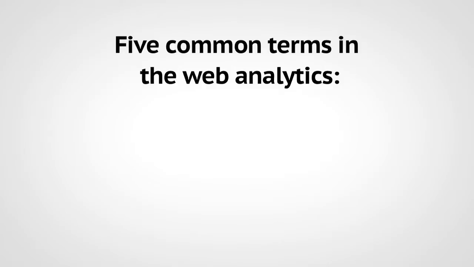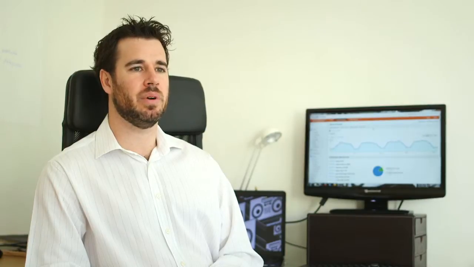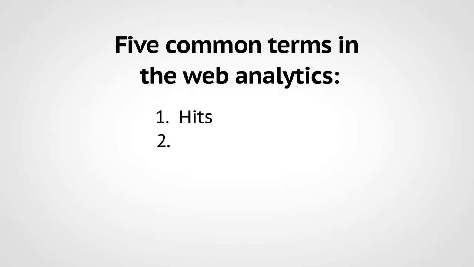To help you manage your web analytics, I'd like to take you through 5 common terms that are used in the web analytics world. Hits is the term you will hear being used by some to measure website traffic levels. Hits actually means the number of server hits on a page, which could be anything from 1 to 100. What this means is there is no consistency, and therefore hits provides no indication of the true traffic levels for a website.